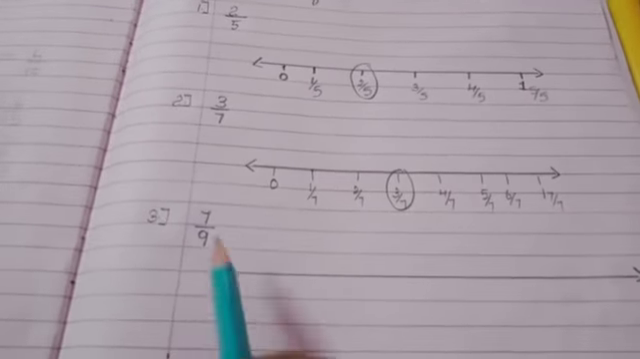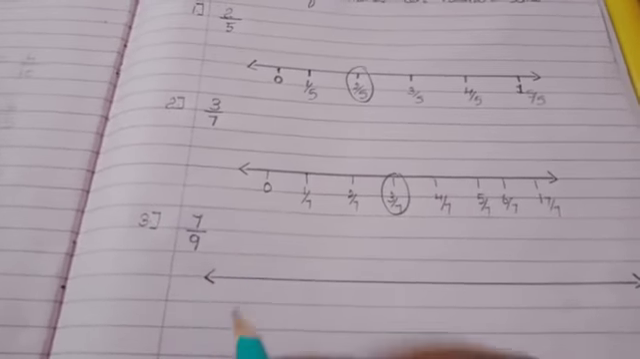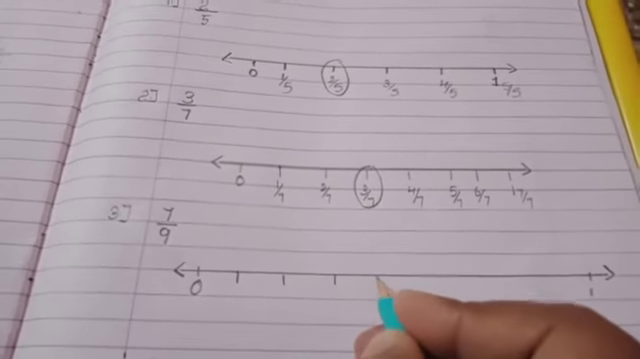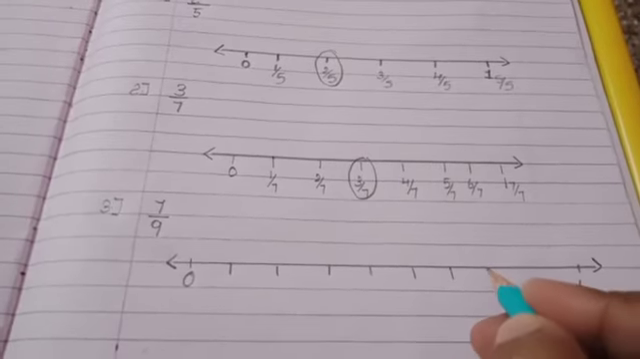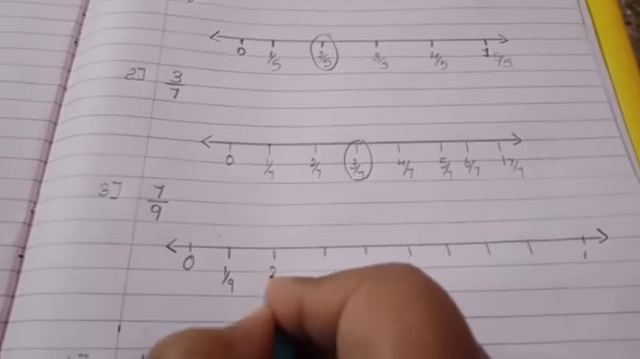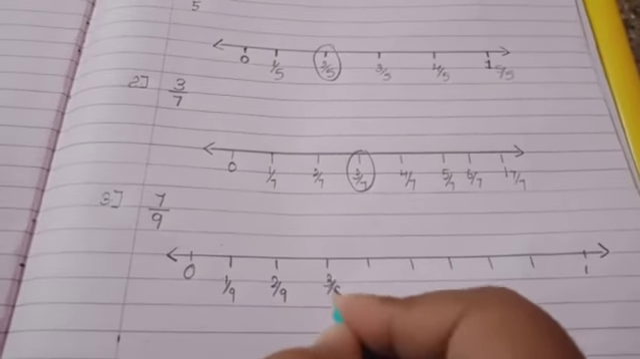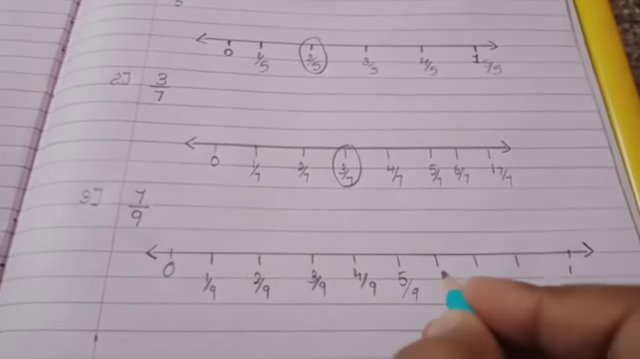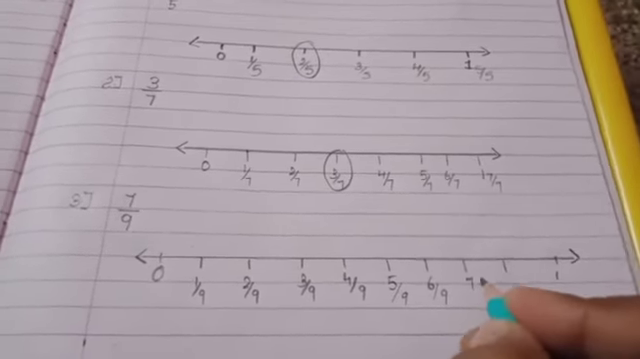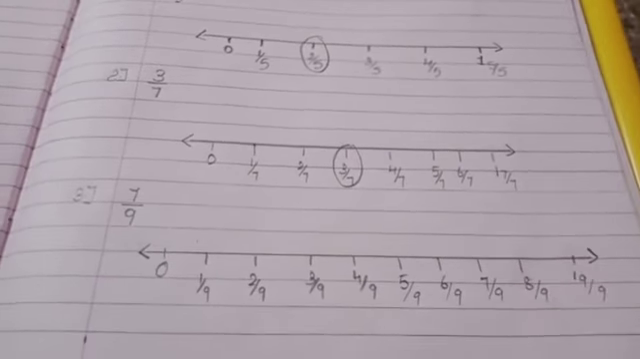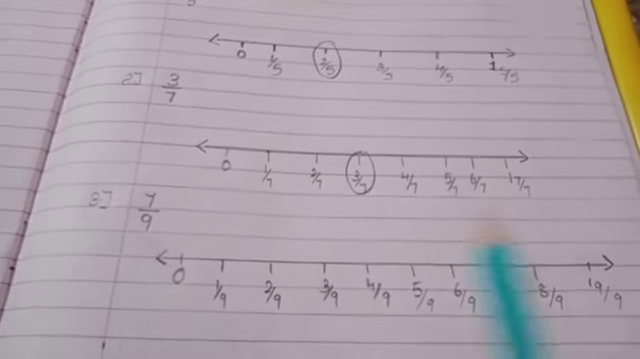Now number 3, 7 upon 9. So 0, 1. We have to make it into 9 equal parts. So 1, 2, 3, 4, 5, 6, 7, 8, 9. 1 upon 9, 2 upon 9, 3 upon 9, 4 upon 9, 5 upon 9, 6 upon 9, 7 upon 9, 8 upon 9, 9 upon 9. So we want 7 upon 9.